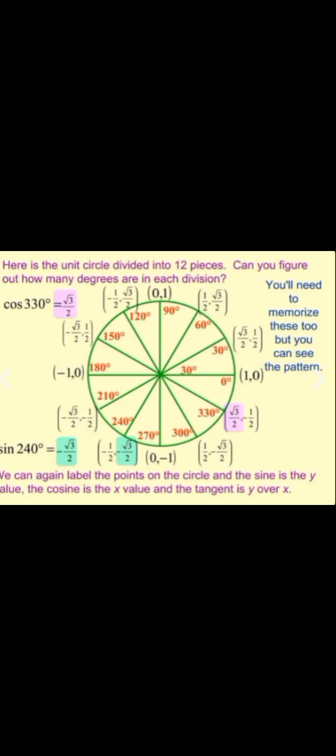So we have square root of 3 over 2 in the fourth quadrant, and square root of 3 over 2 in quadrant 3 as well. So sine of 240 degrees is equal to negative square root of 3 over 2. We can again label the points on the circle, and the sine is the y value, the cosine is the x value, and the tangent is y over x.